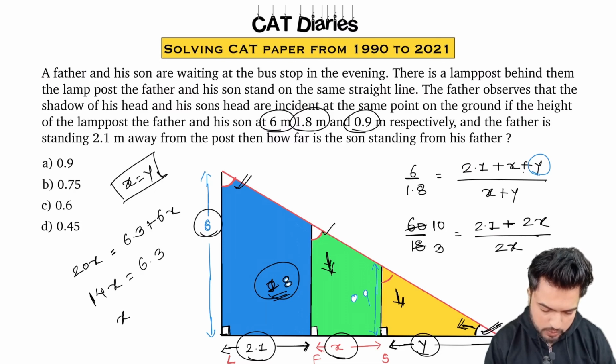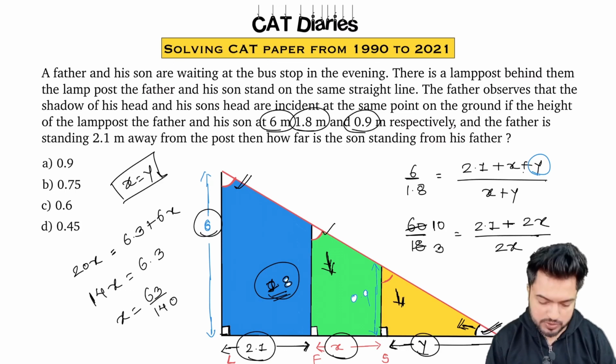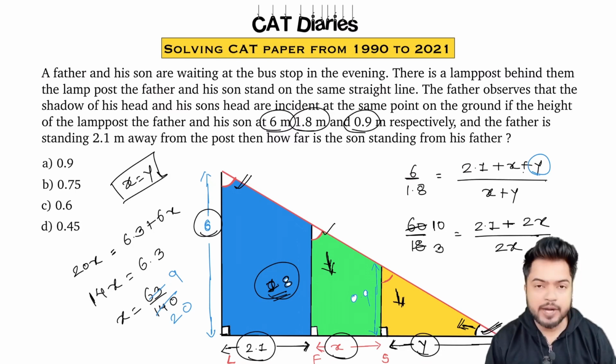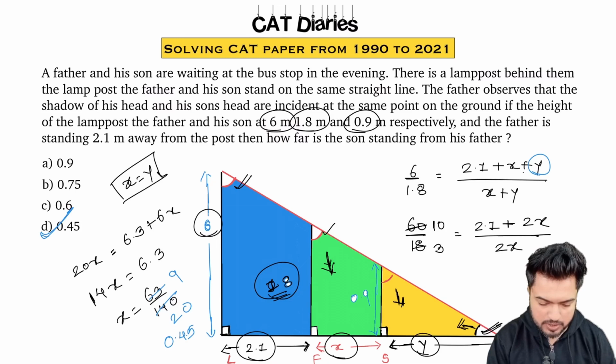So what will I do now? x is equal to 63 upon 140. Now just solve this to reach your answer. Obviously you will get something in 0 point, but what is the answer? So 7 2s are 14, 0, 7 9s are 63. Then what do you get? This is 9 by 2 is 4.5, but then there is one more 0, so 0.45. Right? So option D is your answer to this question.